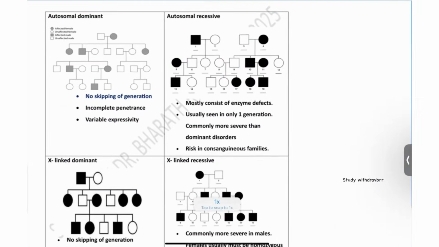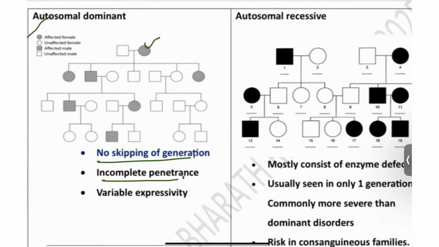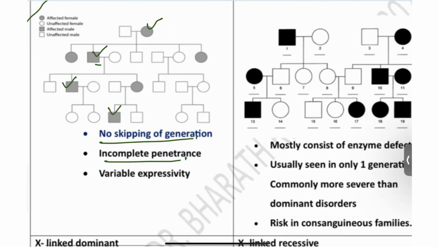Next, here are the examples that you have to remember. Autosomal dominant disorders. What is the no skipping of generation and incomplete penetrance? Here you can see generation 1 involved, generation 2 from this father, again generation 3 and again generation 4. So there is no skipping of generation seen in this patient. Whereas incomplete penetrance, okay, here you can see one of the parents will be involved and also children will be involved. And variable expressivity, we cannot predict that this child is not involved, this child is involved here. So that can be variable expressivity.